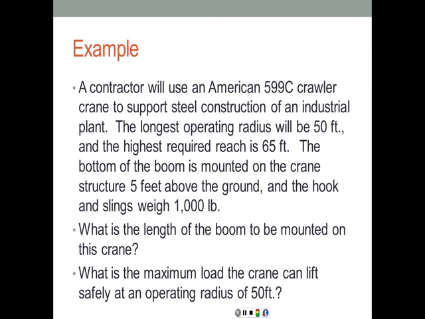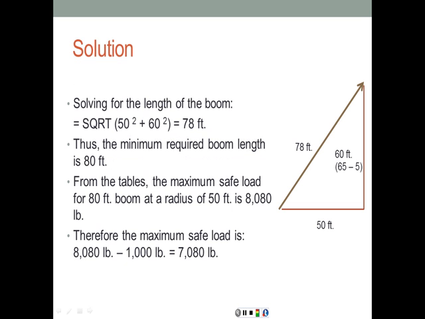So it's just a very simple geometry and trigonometry problem. We have to draw this problem. Here we have a radius of 50 feet, and the reach is only 60 feet, not 65, because the boom itself is 5 feet above the ground. Therefore, if the total reach is 65, then the actual height is going to be 60 feet.